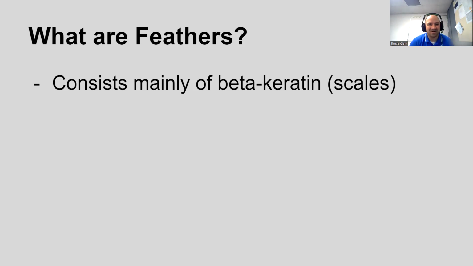But feathers consist mainly of beta keratin, some of the same things that you would find in your fingernails, the same kind of protein that you'd find in scales. Remember, birds are fairly closely descended from dinosaurs, and so those feathers are more just adapted, evolved scales in a way. So those are feathers.